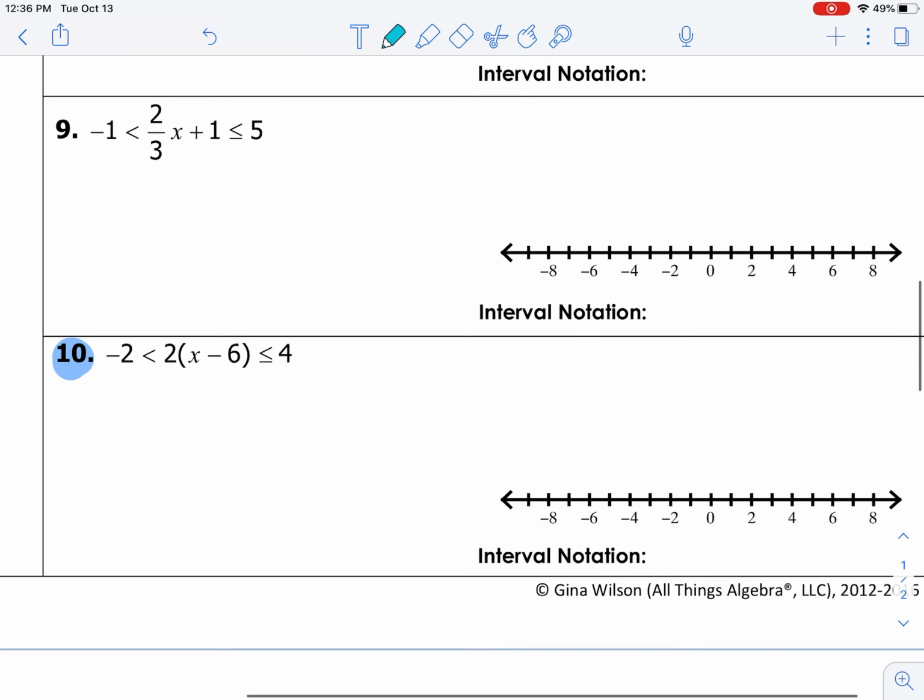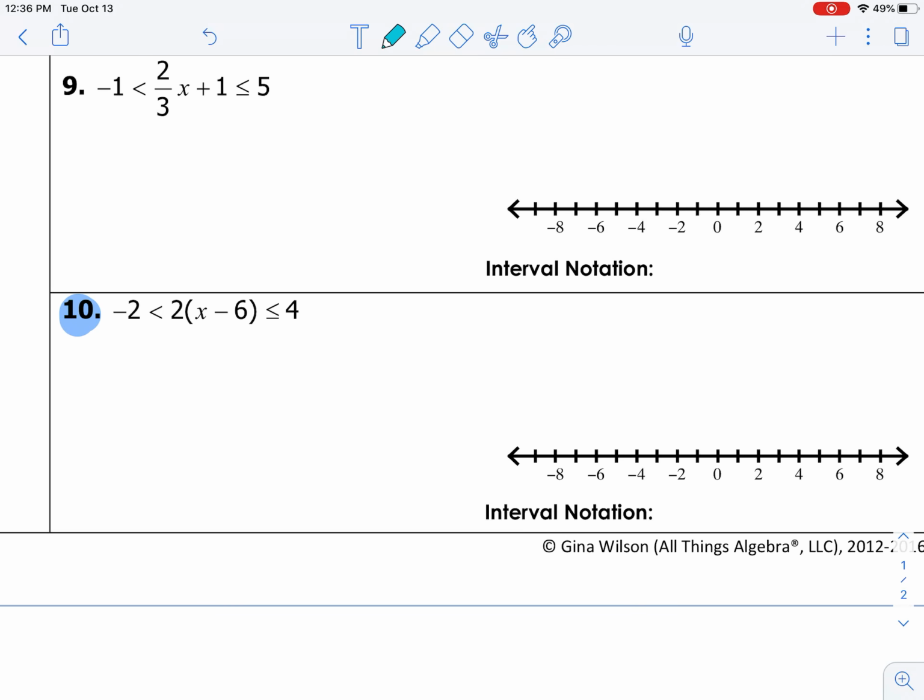So that takes care of number 6. Let's go ahead and look at number 10. So on number 10, there are a couple of different approaches you can take. One approach you can take is distributing the 2 first. So you have -2 less than 2x minus 12 less than or equal to 4.